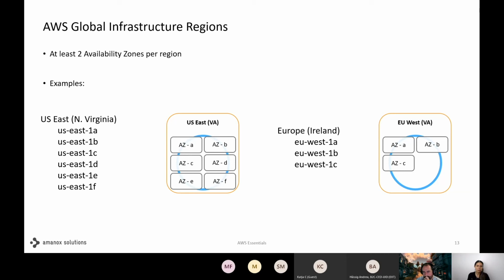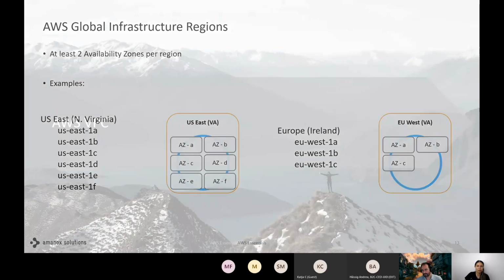And here we have also an example of 2 regions with their associated availability zones. We can see, for example, that in North Virginia today there are 6 availability zones, and Ireland, which is a region in Europe, there are 3 availability zones. These will be the names that are used inside the AWS services. And when we talk about the availability zones, we're talking about AZ, A, B, C. So that, I think, would be all about the global infrastructure.